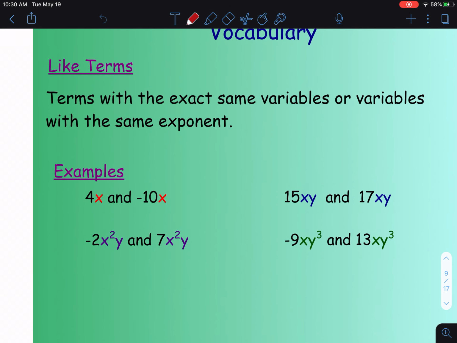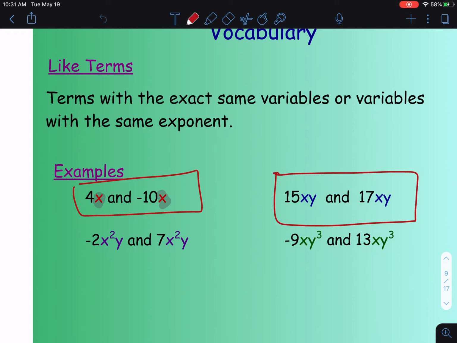Like terms. Terms with the exact same variables. Coefficients don't matter, but variables do, or variables with the same exponents. Okay, I'm going to show you what that means. So, this first box right here, we have 4x and -10. So we have an x here and an x here. They're both the same variable. Those are like terms. Our second box, we have 15xy and 17xy. Those are both the same variables, so they're like terms.